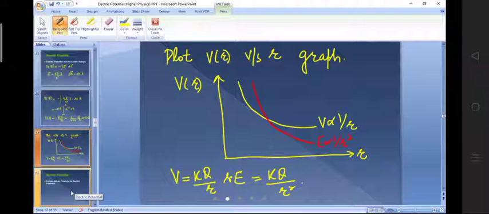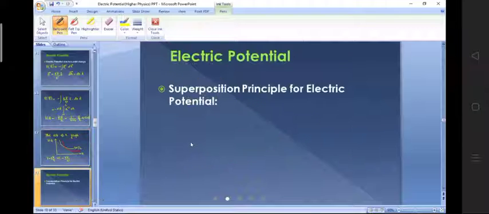Then elementary questions are also asked in the competitive exams. Okay, like this it is.